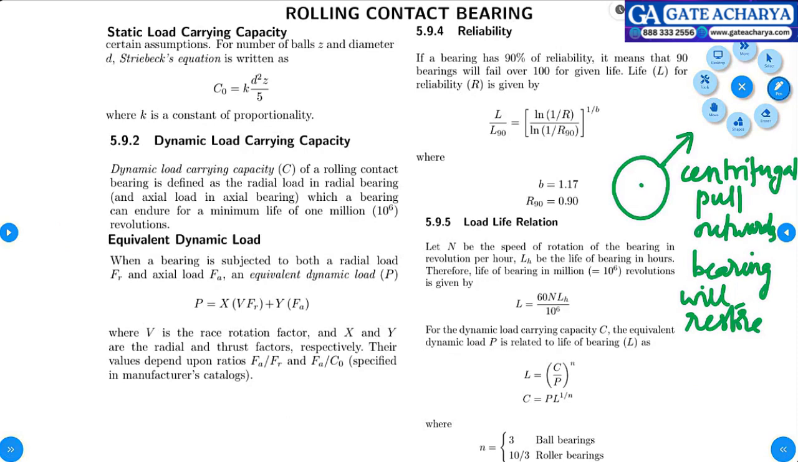What is my equivalent dynamic load? Fr is nothing but radial load, Fa is nothing but axial load. X and Y are nothing but thrust and radial factors. V is the race rotation factor. The value of X and Y depends on Fa by Fr, and Y depends on Fa by C naught, where C naught is the static load carrying capacity.